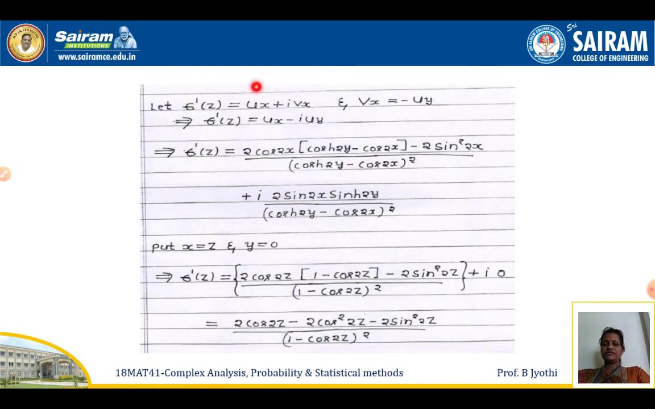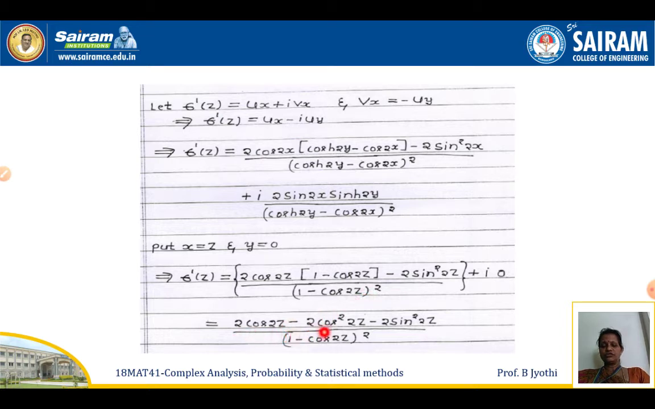F dash of z is ux plus ivx, so ux minus iuy we get it, and f dash of z, that is on replacement, we get this. By replacing ux and uy, we get this. Put x is equals to z and y is equals to 0.